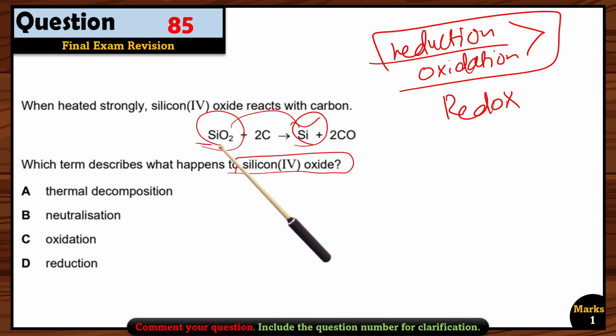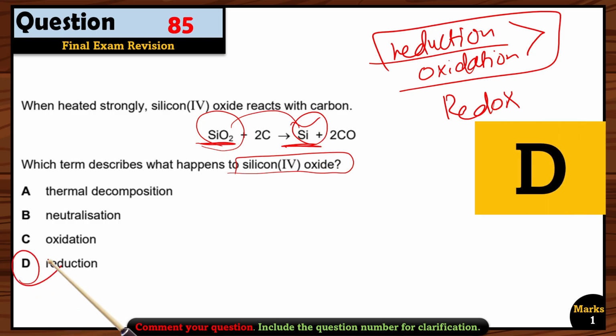If you see, silicon dioxide now has no oxygen in the product. What does it mean? It means it is reduced. If it gets oxygen, it is oxidized. If the oxygen is removed, it means that this is a reduction reaction. So option D is the right option.